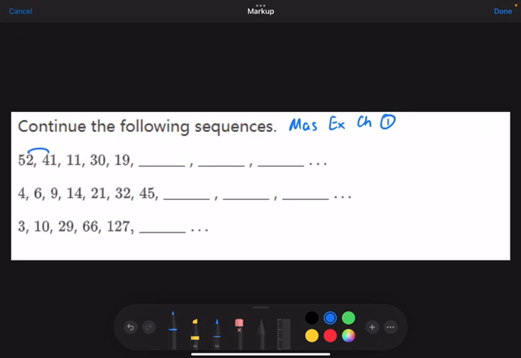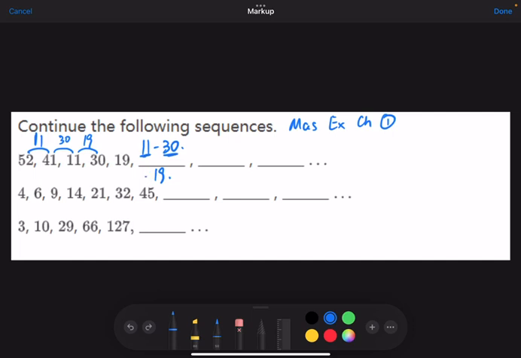So 52 and 41, the difference is 11. And then 41 and 11, the difference is 30. 11 and 30, the difference is 19. Note here that we are only looking for the difference between two adjacent terms. It doesn't necessarily mean that we have to do 11 minus 30, everyone. The difference between 11 and 30 is 19, not negative 19, not positive 19, just 19.